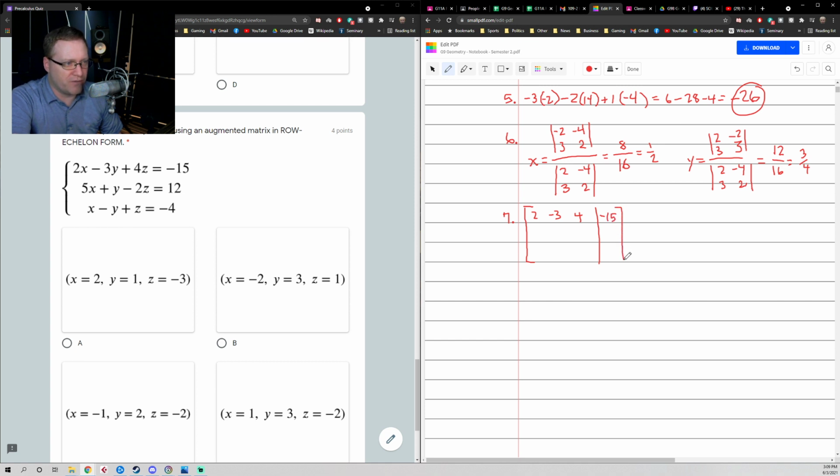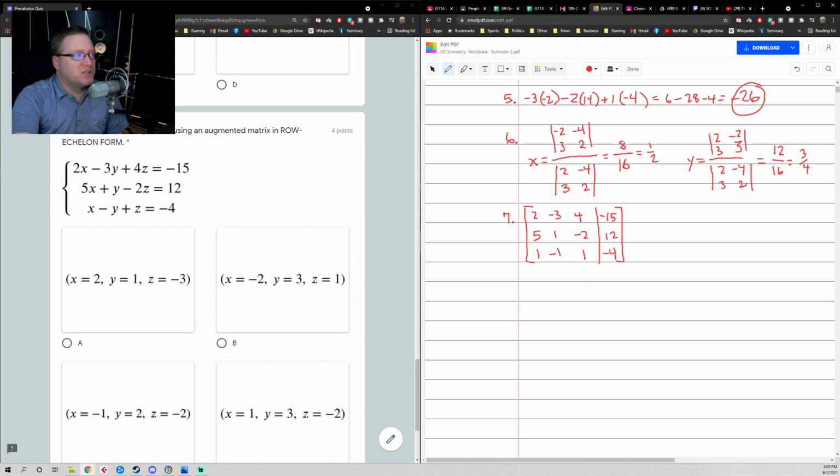And we're going to do that for all of them. So 5, 1, -2, 12. And then 1, -1, 1, negative 4. Okay. So this is our augmented matrix.